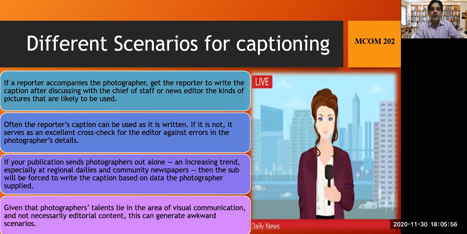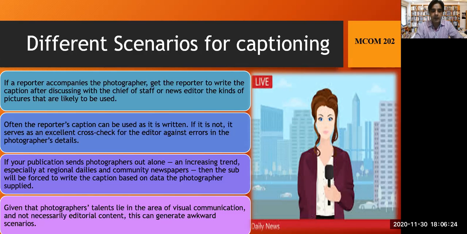Different scenarios for the captions. If a reporter accompanies the photographer, get the reporters to write the caption after discussing with the chief of staff or the news editor the kinds of pictures that are likely to be used. So if photographers and reporters are working together, that means reporters are writing the caption. Often the reporter's caption can be used as it is written. If it is not, it serves as an excellent cross-check for the editor against errors in the photographer's details.